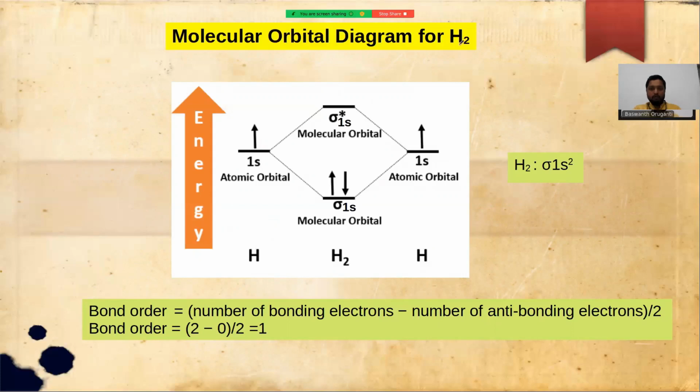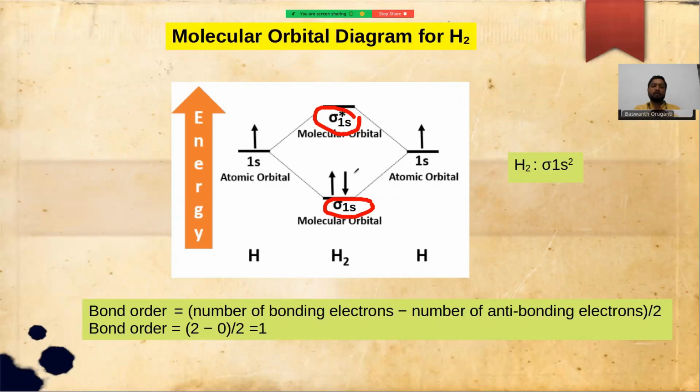Here we have two hydrogen atoms, the 1s orbital on one hydrogen atom and the 1s orbital on the other hydrogen atom. These two combine to form two molecular orbitals: sigma 1s, which is a bonding molecular orbital, and sigma star 1s, which is an anti-bonding molecular orbital. So the two electrons are occupying the bonding molecular orbital, which explains the bonding in the hydrogen molecule.